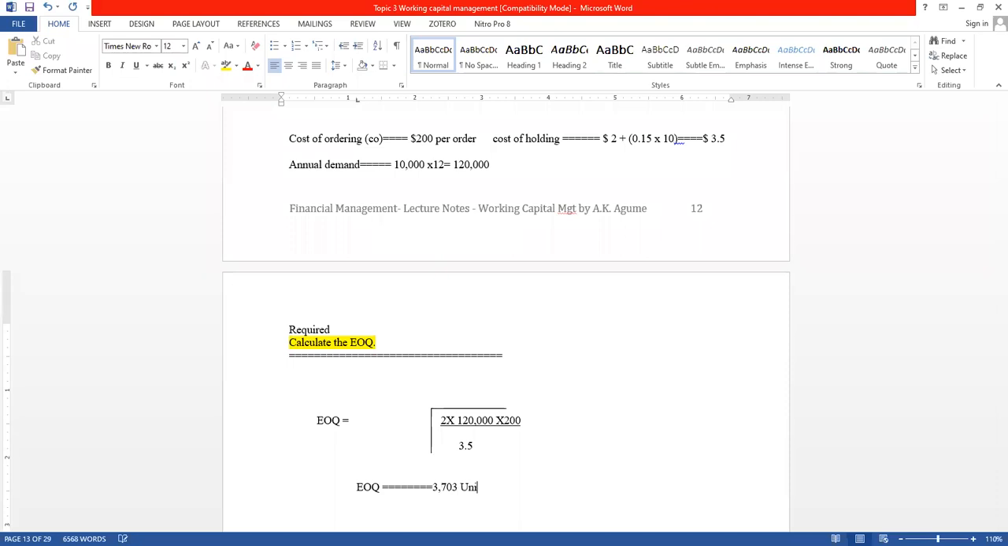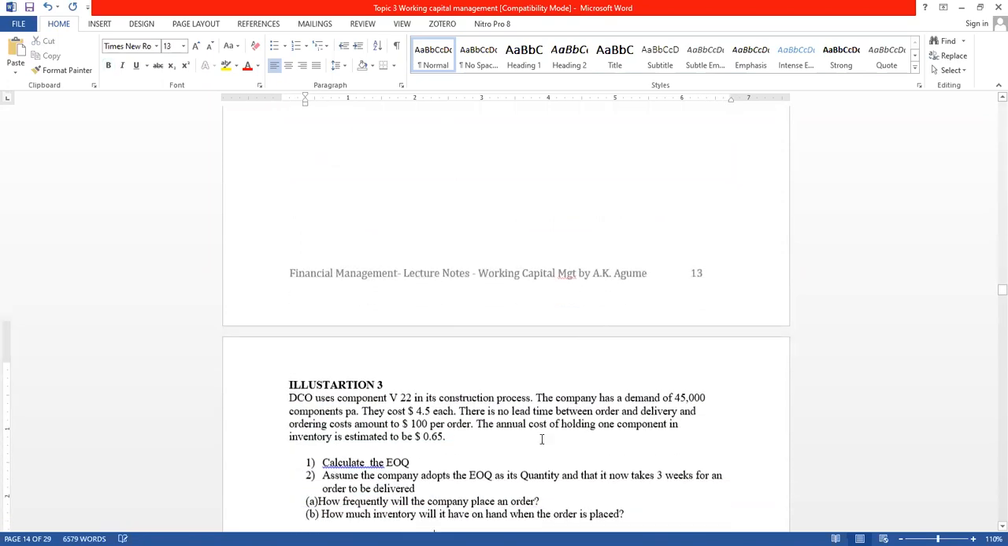And of course, these are units. So this is our quantity, the quantity which will minimize holding and ordering costs, because holding is the same as carrying. So 3,703 units will minimize our holding and ordering costs. Okay. Now there is illustration 3.